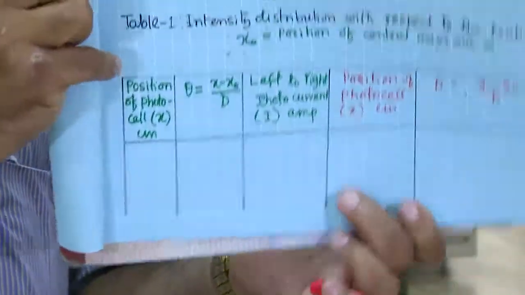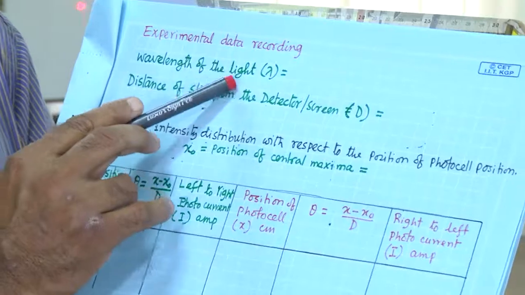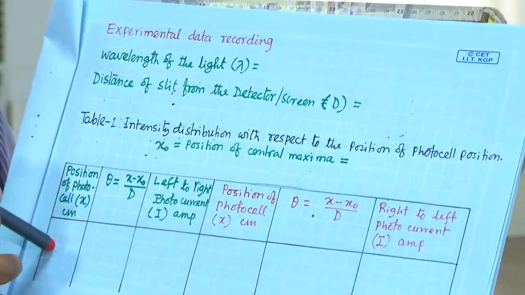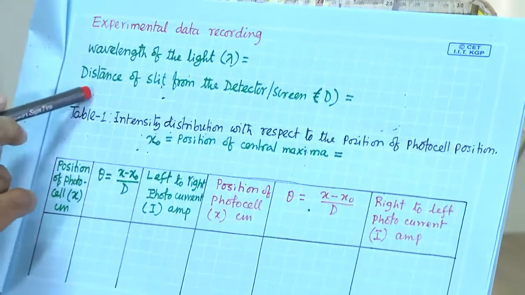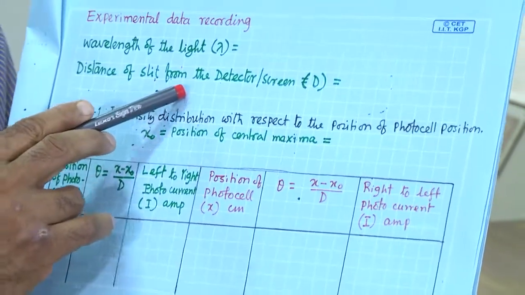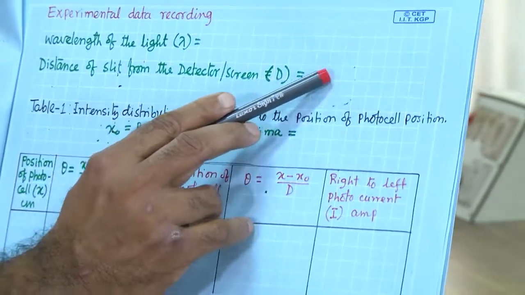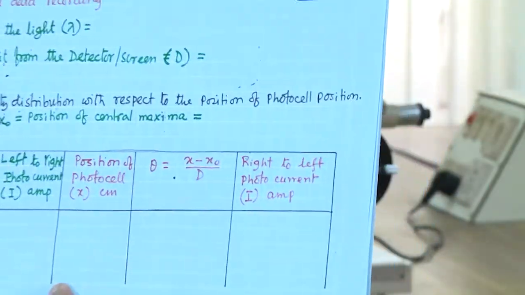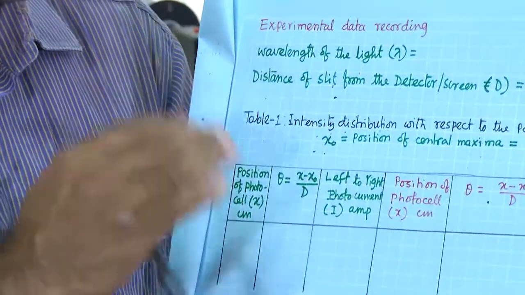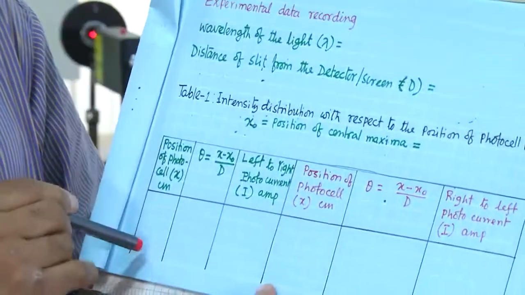For doing the experiment, we will use these tables. We will note down the wavelength of the light we use for the experiment, then the distance of the slit from the screen or from the detector, that is capital D. We will note down the distance between the slit and the detector or screen, because we need that for calculation.